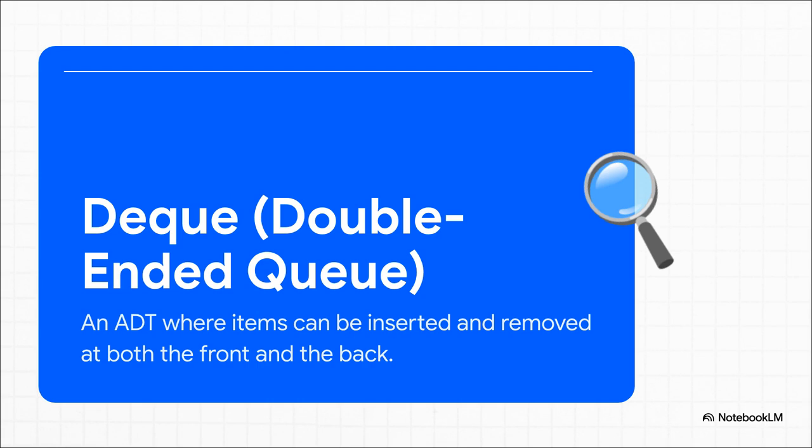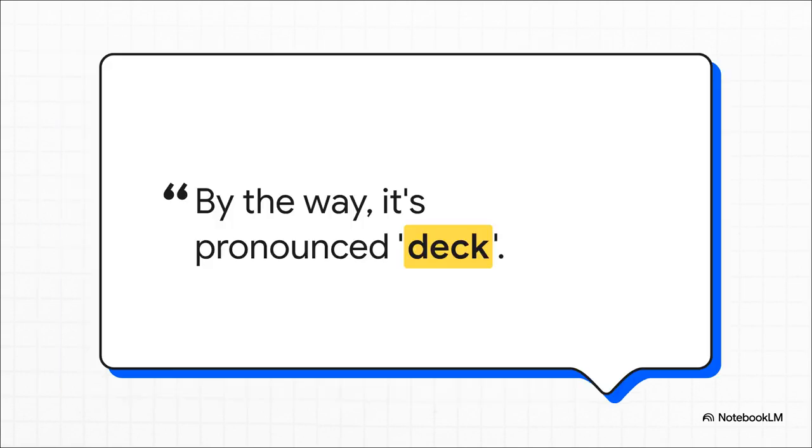Now, you'll see it's called an ADT, or abstract data type. Don't let that term scare you. It just means it's a concept, a blueprint for how to organize data. And this particular blueprint gives you the powers of both a stack and a queue all rolled into one. And here's a little pro tip for you so you can win your next trivia night. Even though it's spelled DEQUE, everyone pronounces it deck, just like a deck of playing cards.